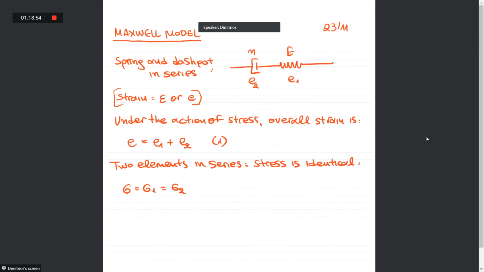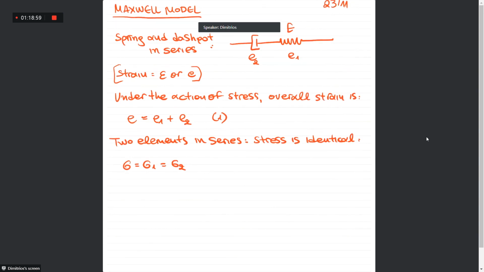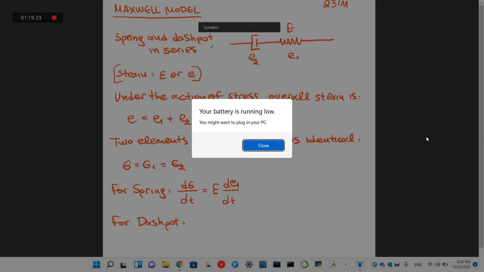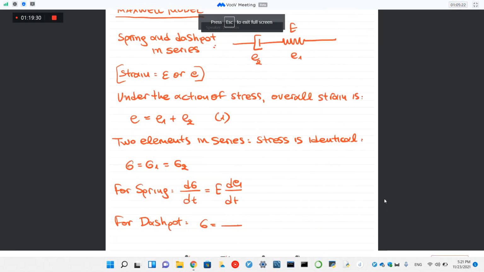Okay, so let's have a look at Newton's and Hooke's law, Hooke's law first for the elastic spring. Okay, so for the spring, we have that d sigma over dt equals E de1 over dt. Okay, and for the dashpot, we have Newton's model, Newton's law, which is sigma equals the viscosity times de2 over dt.